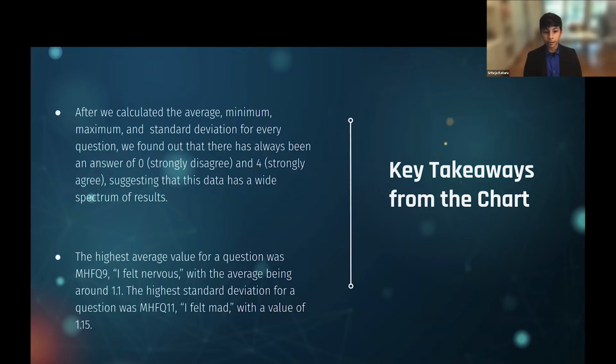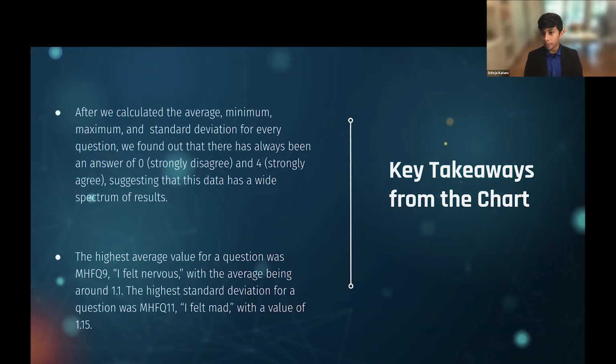The highest average value for a question was MHFQ9, which was I felt nervous, with the average being around 1.1. The highest standard deviation for a question was MHFQ11, which was I felt mad, with a value of around 1.15. So next, let's go over Pearson correlation.